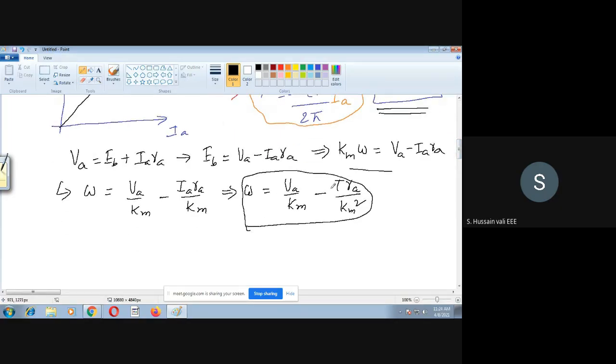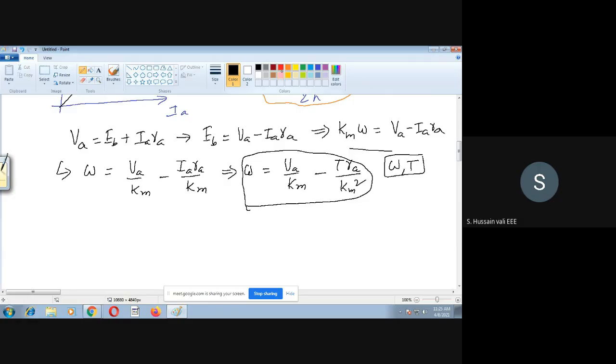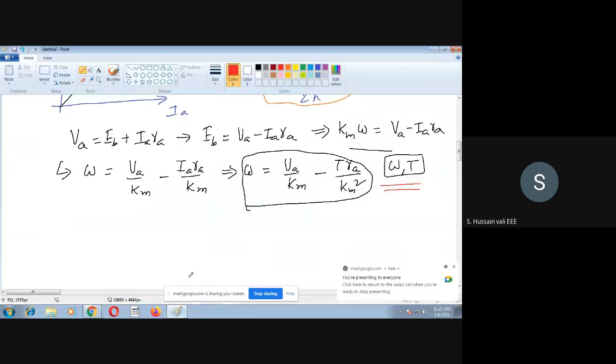So omega and torque. Now see, remaining all the things: VA is the armature voltage, it is constant, and RA is constant, everything is constant. So only two variables are there in this equation. What are the two variables? Omega and T. Now I am interested to draw the relationship between these two, omega and T. This is what I am interested in right now. Now you see here.